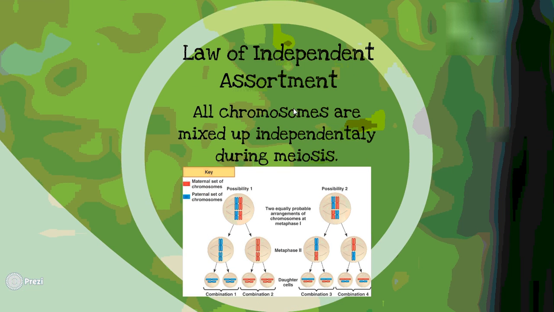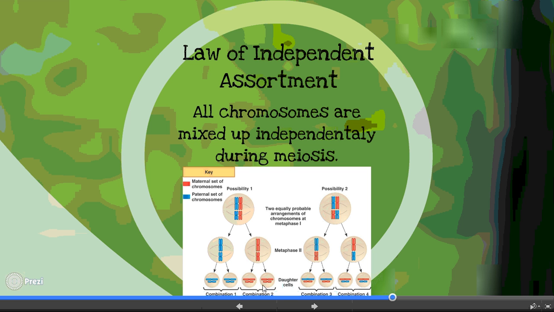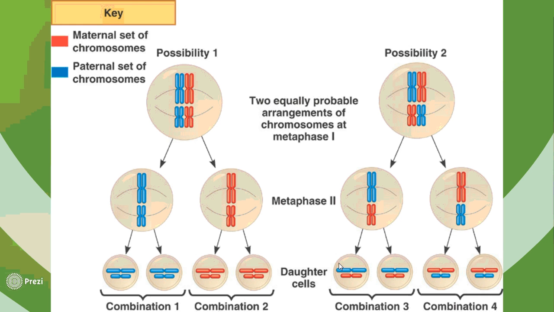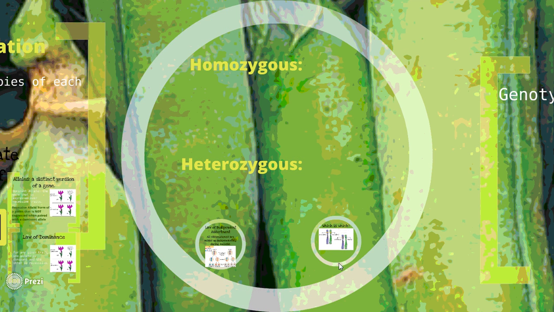The third law is the law of independent assortment, and that just means that all chromosomes are mixed up independently during meiosis, that they don't get stuck together, and we get all possible combinations formed in our gametes. So there's a couple possibilities here for each stage of meiosis, and notice that we get all possible combinations in our offspring, not just one particular combination. If we take a closer look here, these don't necessarily have to line up in the same order every time. So we get a wide variety of gametes, which means we get a wide variety of offspring, and that's why siblings don't all look exactly alike.